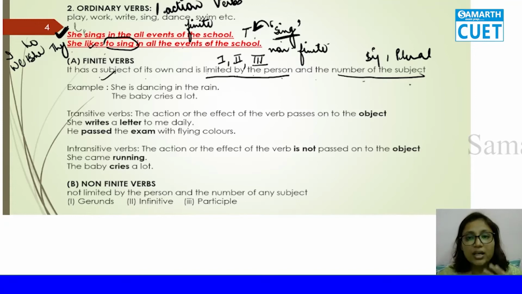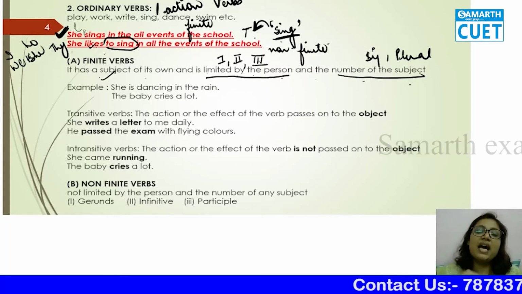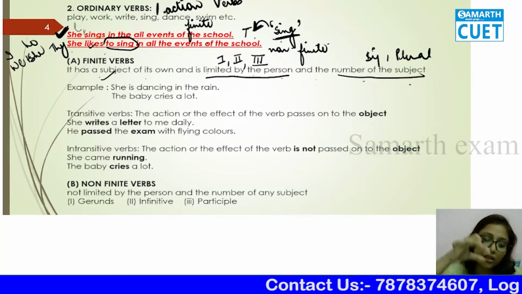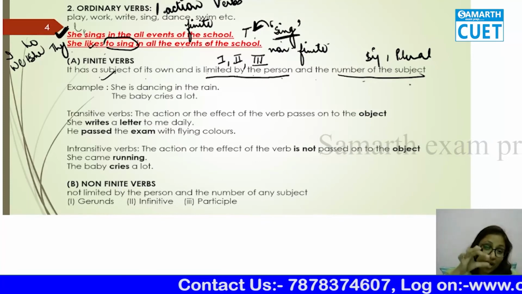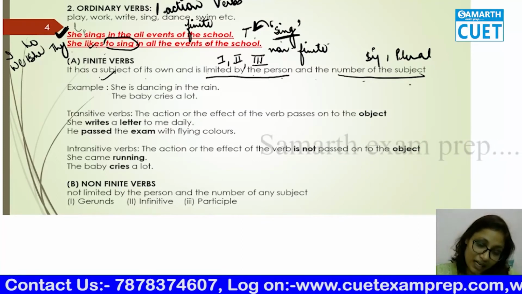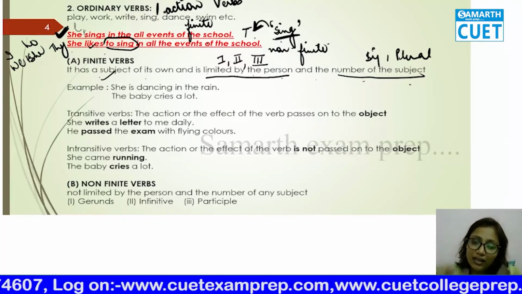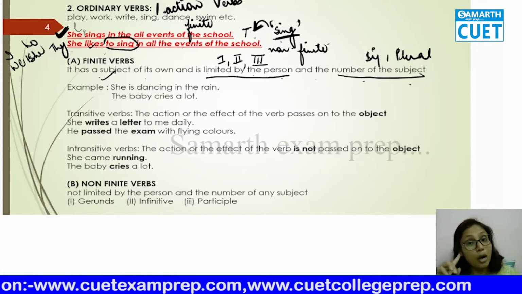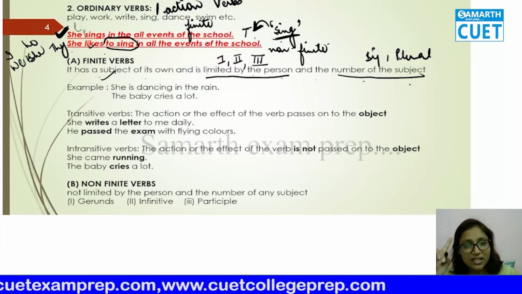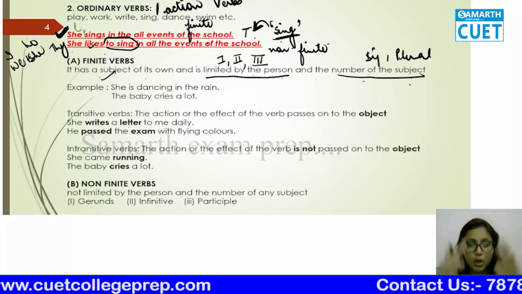Simple भाषा में बताऊं तो सपोज मैं बोल रही हूं आई राइट अ लेटर, तो मैं क्या कर रही हूं? आई एम राइटिंग. What am I writing? वो राइट किसके ऊपर है? What am I writing? A letter. तो वो जो मेरा एक्शन है that is going on letter. So letter is an object here. So this is transitive verb. That means the action is passed on the object.